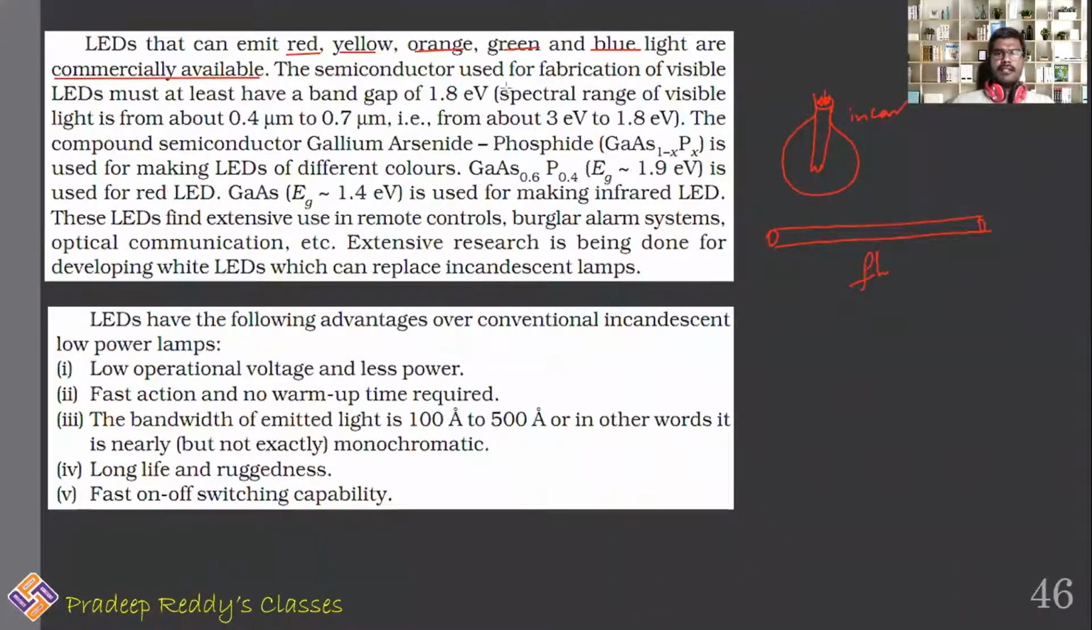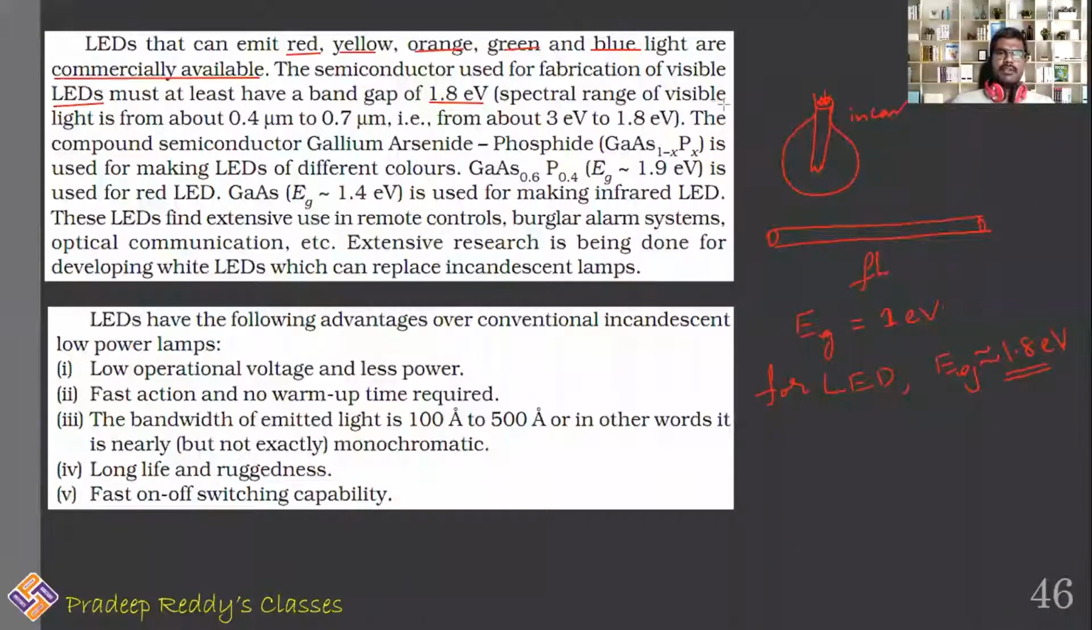The semiconductor which is used for fabrication of visible LEDs must at least have a band gap of 1.8 electron volt. Usually, the energy band gap for a junction diode is nearly 1 electron volt, but for an LED, the energy band gap is nearly equal to 1.8 electron volt. That is one more important thing which you should remember.